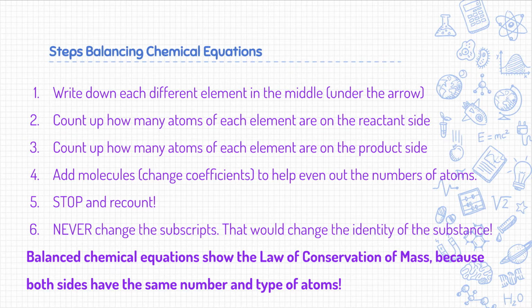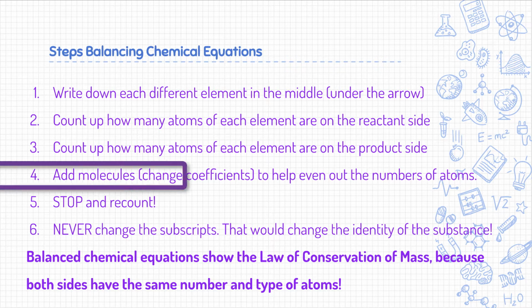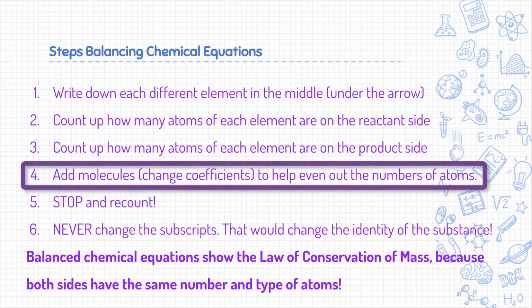At this point, you should see whether your equation is balanced or not. If all of the numbers are the same for each element, then you're good to go. If they're not, you need to add molecules on the side that is lacking atoms for a particular element. To add molecules, you just change the coefficients. If there's not a coefficient there, we assume it's 1. But if you want another molecule, then you change that 1 to 2.